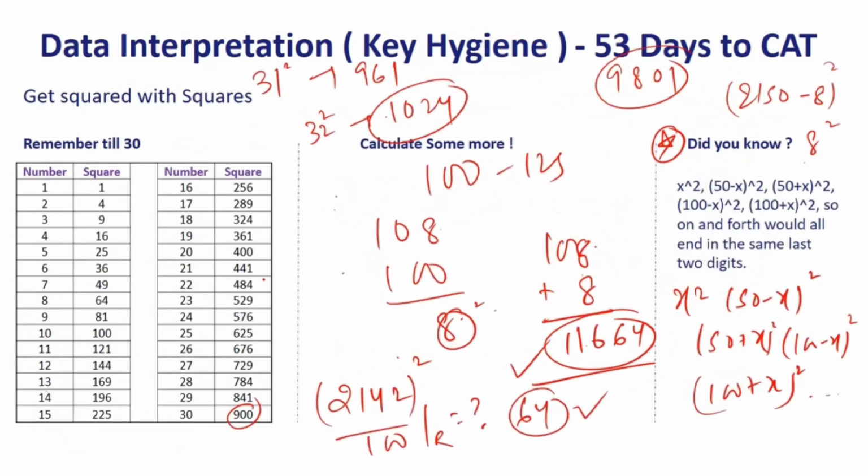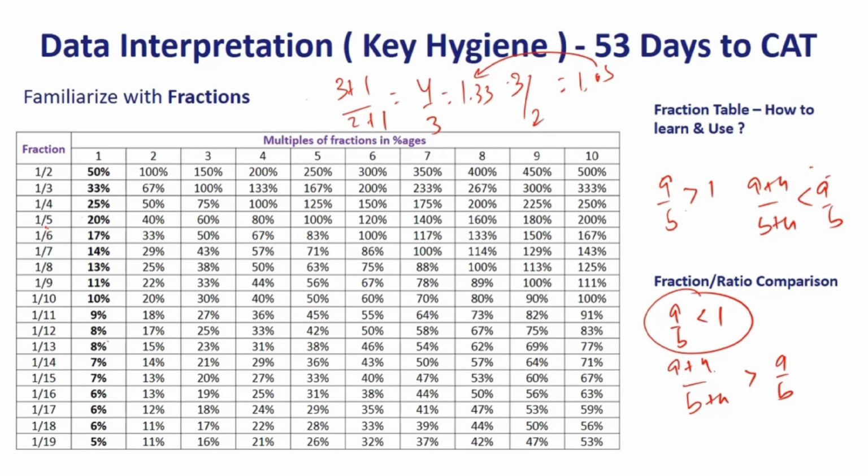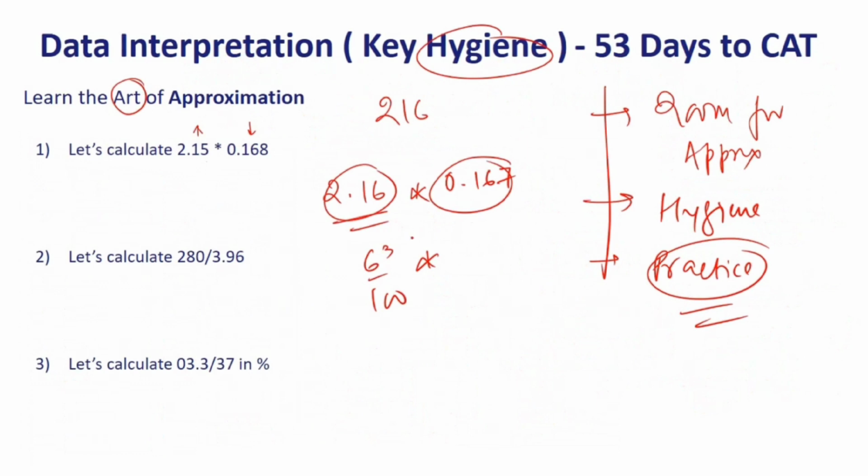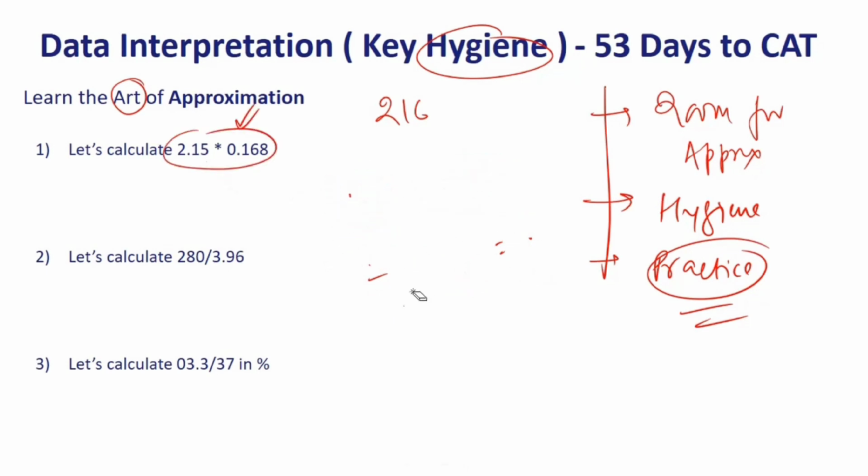This number is also right up there. If you see 1 by 6 approximated to 17%, it is nothing but 16.7%, and in decimal 0.167. So now this number can be written as 1 by 6. How simple is this calculation? It is nothing but 6 square upon 100, 0.36. Could be done mentally, right? That's the first thing. Let's take another example to understand approximation.